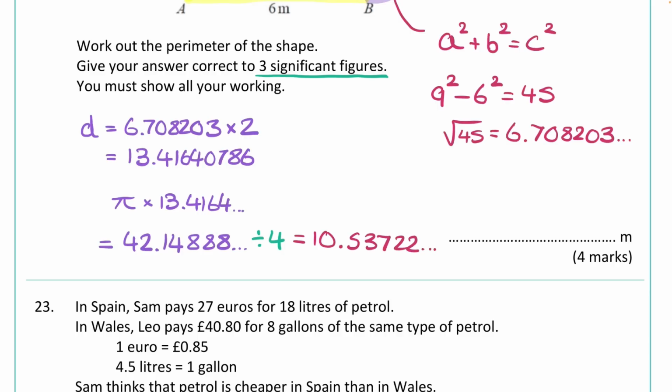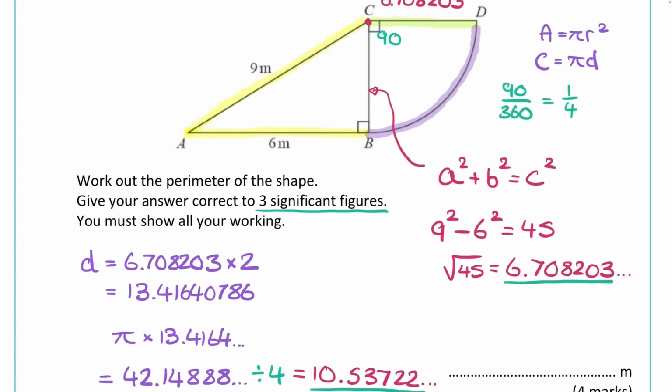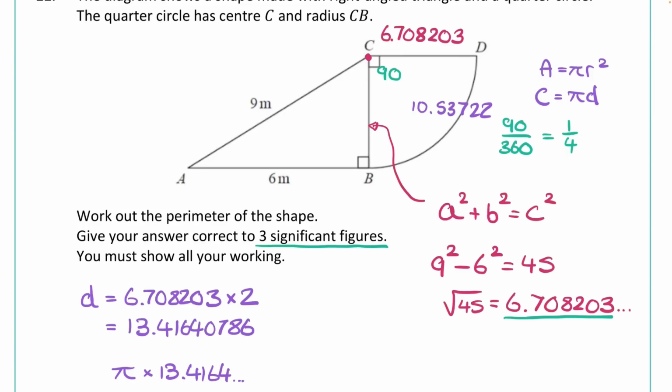So I have my two key numbers here. We have the 6.7, which was the longer part, and the 10.53722. So I'm going to write that up here on the diagram. So that's 10.53722. So let's get rid of all of these bits of highlighting here. We now have all of the lines that we're looking for. The perimeter of the shape is going to be adding all of those together. So 9, 6, 6.7, 10.5. We'll add these all together on the calculator.